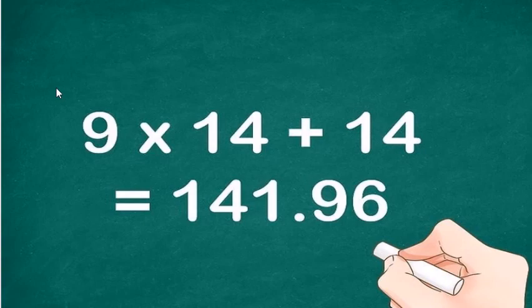For example, to convert 10 stone, 8 pounds, you would calculate 10 times 14 plus 8. So 140 plus 8. So the answer is 148. So 10 stone, 8 pounds is equal to 148 pounds.